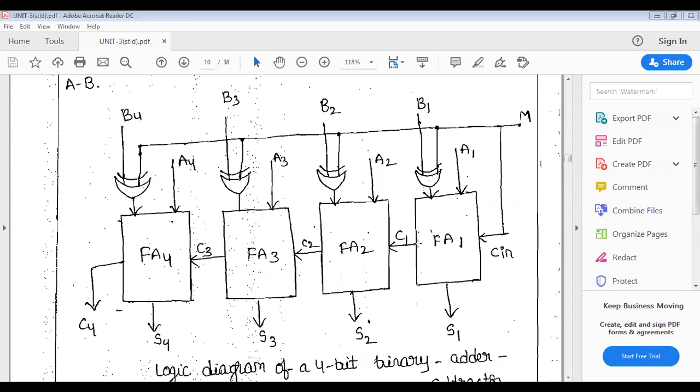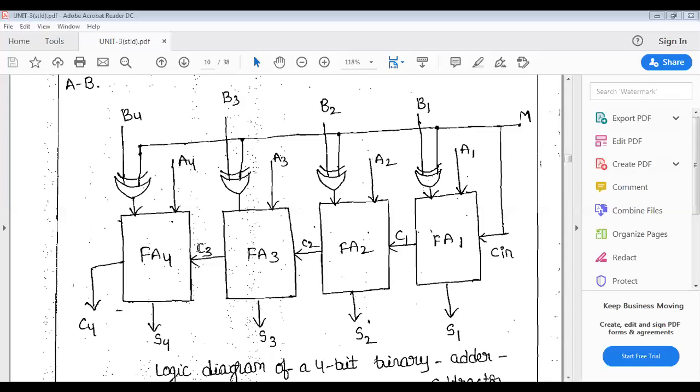Then that C2 is given to the FA3, and the other two inputs of FA3 are A3 and B3 bar. B3 is one input of the exclusive OR gate and the other input is 1, so B3 exclusive OR 1 gives B3 bar. So FA3, full adder 3, takes A3, B3 bar and C2 as inputs and generates S3 and C3.